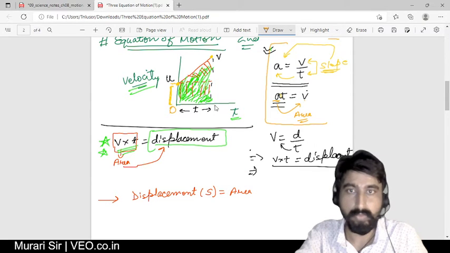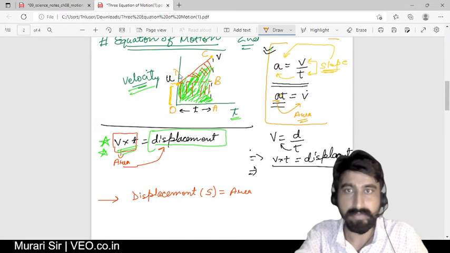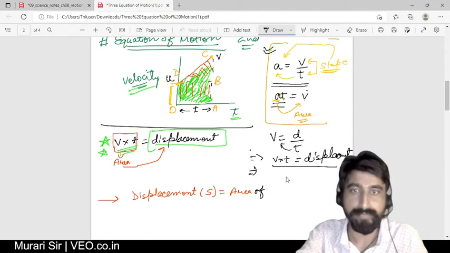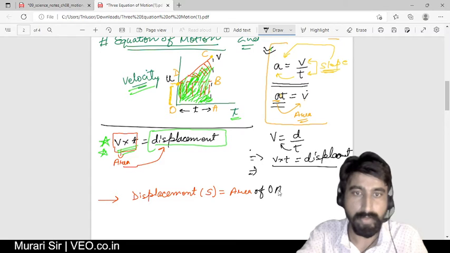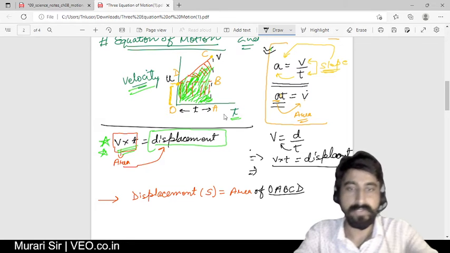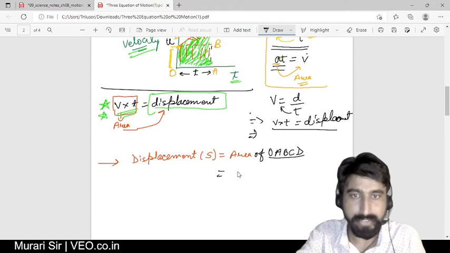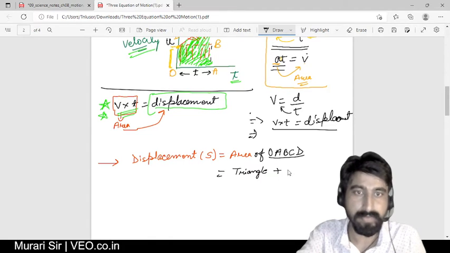S O A B C D. Okay, so we have to write the area of O A B C D. Okay, so what we have to do now, we can break it into a triangle plus a rectangle.